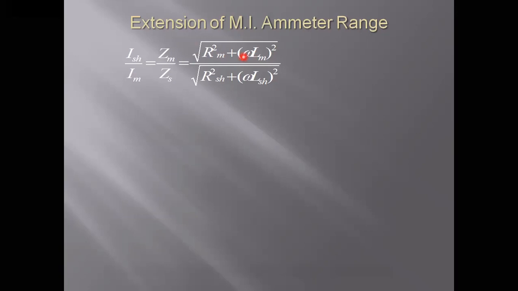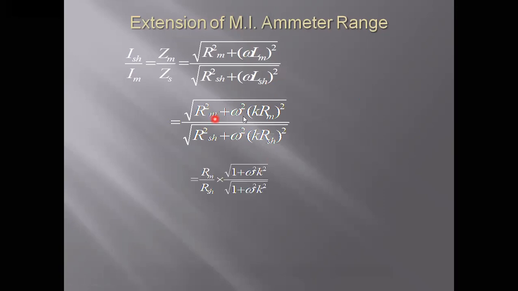omega, where omega is the angular frequency, 2 pi f, and f is the frequency of the current that we are trying to measure. So omega Lm whole squared, divided by Zs, which is the root of RSH squared plus omega LSH whole squared. This is the reactance of the shunt, and this is the reactance of the meter. Here we will just replace Lm by K times Rm and LSH by K times RSH. Hence, our next step will be this.